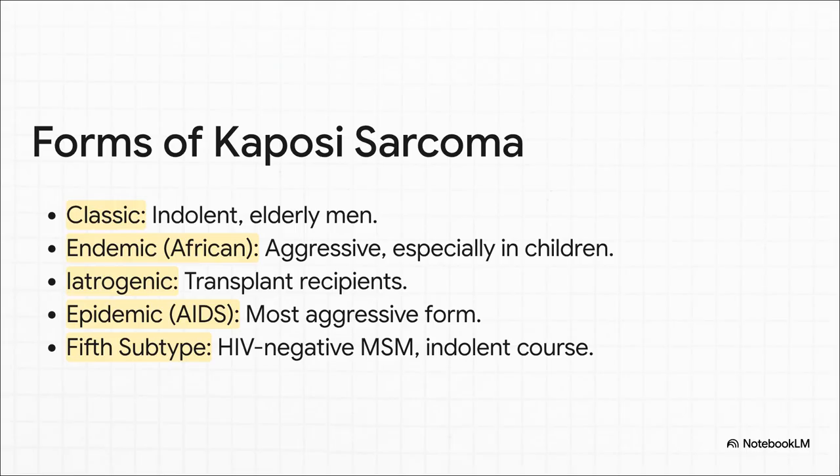You've got the classic type, which is pretty slow-growing in older men. Then there's the endemic African form, which can be very aggressive in kids. Iatrogenic, which we see in transplant patients on immunosuppressants. And of course, the epidemic AIDS-associated form, the most aggressive of all.